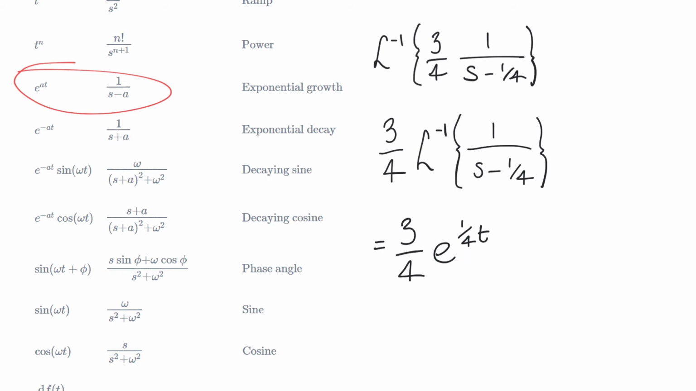One thing to watch out for is, even though that a term is negative in the s domain, we have s minus a on the bottom of the fraction there, it's a positive term in our t domain, the time domain, when we refer back to the table there.